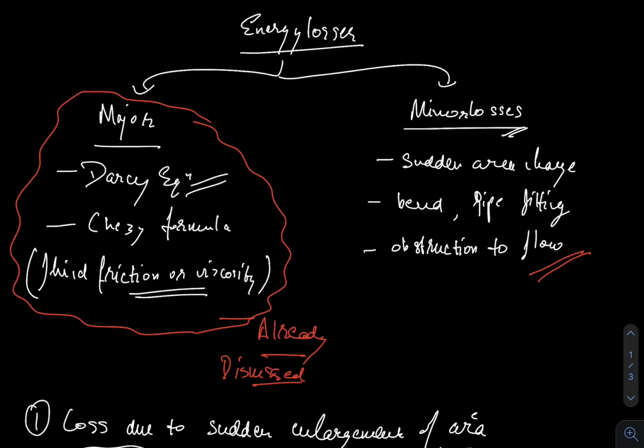So in the last class we started studying how to calculate the minor losses that are incurred in a pipeline when the fluid is flowing, right? We discussed that these losses are due to sudden area change. It could be due to a bend in the pipe or because of pipe fittings, or it could also be due to obstruction to flow. If there is a hindrance to the flow, then there will also be some losses. So in minor losses we were about to study how to calculate the minor losses for each case.